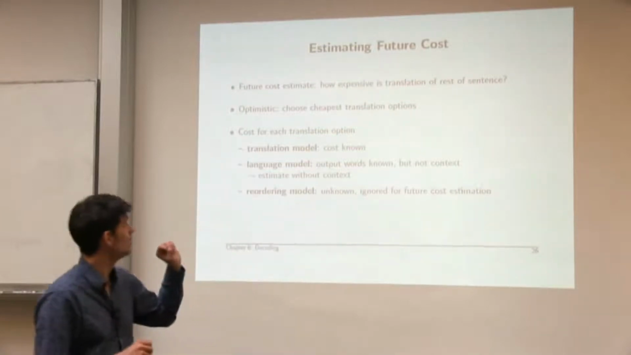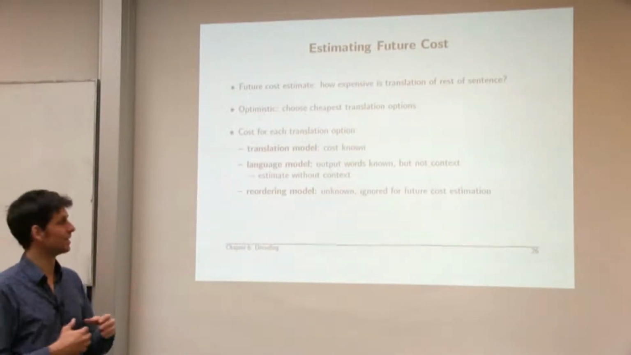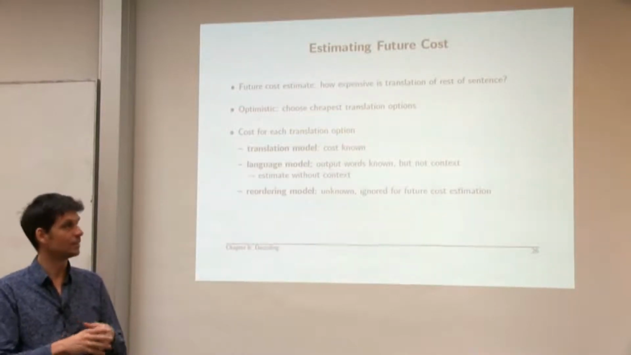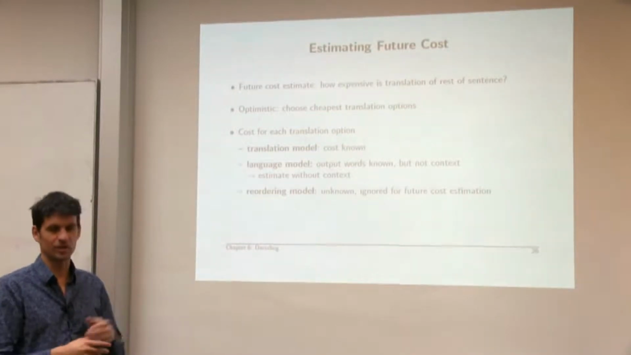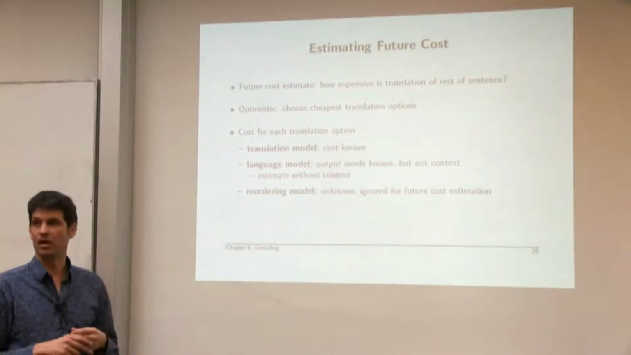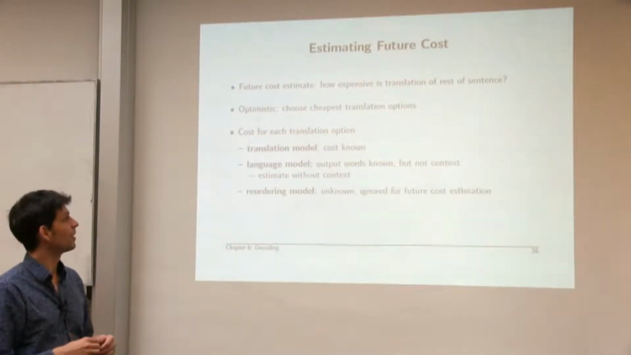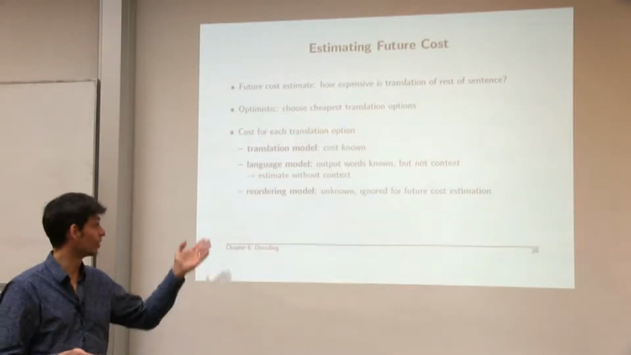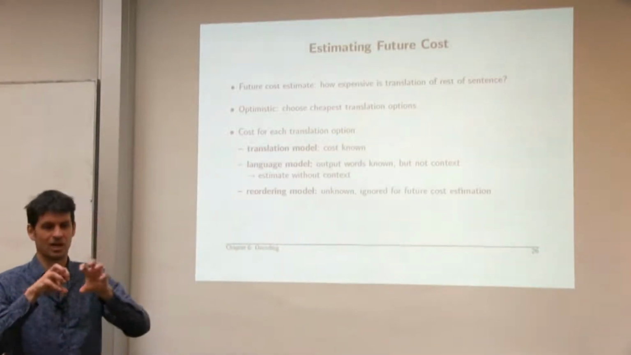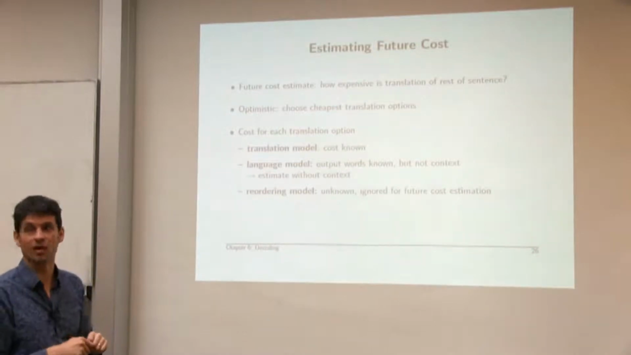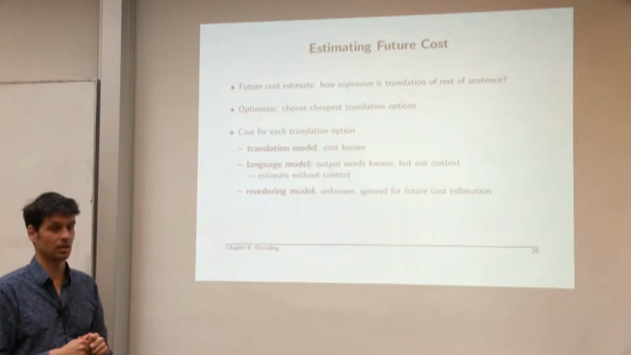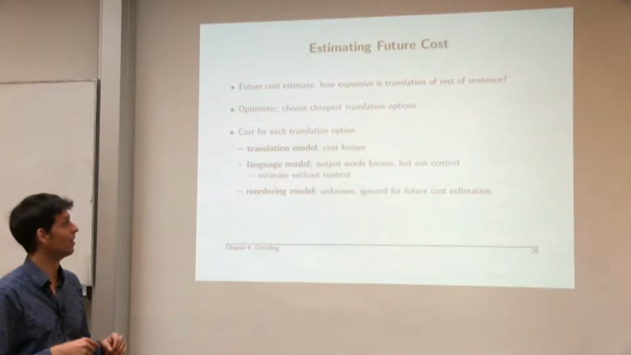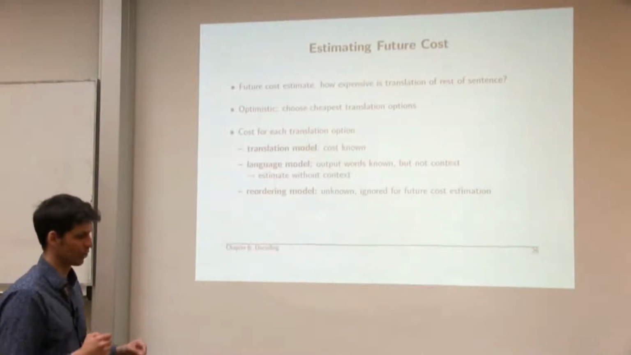So the future cost is an optimistic estimate of how much we will have to pay for each of the individual feature functions as we proceed with the translation. And it's optimistic because we are ignoring the reordering cost, and we are ignoring the n-grams at the boundaries of phrases. And it's good that it's optimistic. Heuristics have to be optimistic for the A-star search to be correct.